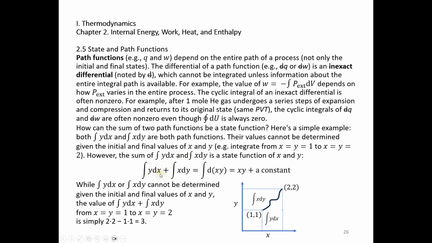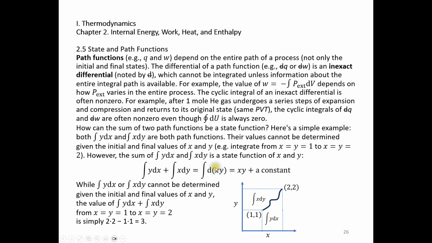y dx by itself is an inexact differential. x dy is another inexact differential. But x dy plus y dx, we get d(xy), the exact differential of xy. So it's possible for the sum of two inexact differentials to be an exact differential.